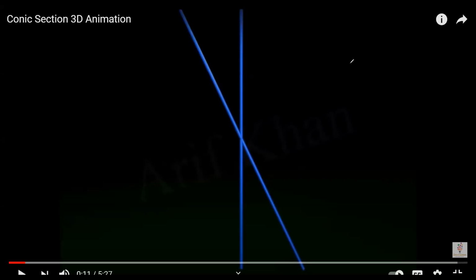So, how does the double napped cone form? Cone, you know, you have studied cone in your 10th class, 9th class; we have discussed cone. Cone means this kind of shape, right? This is a cone, isn't it? Can you see? I draw there.